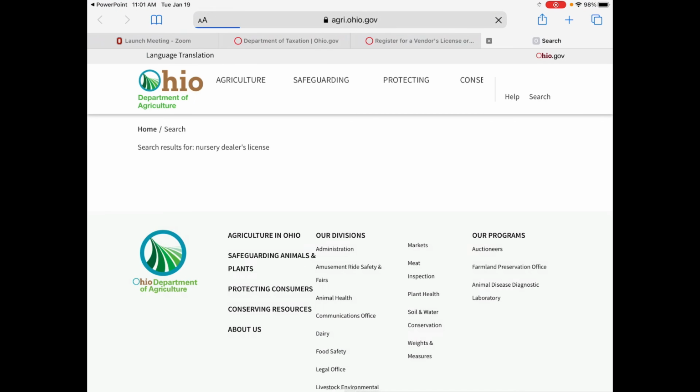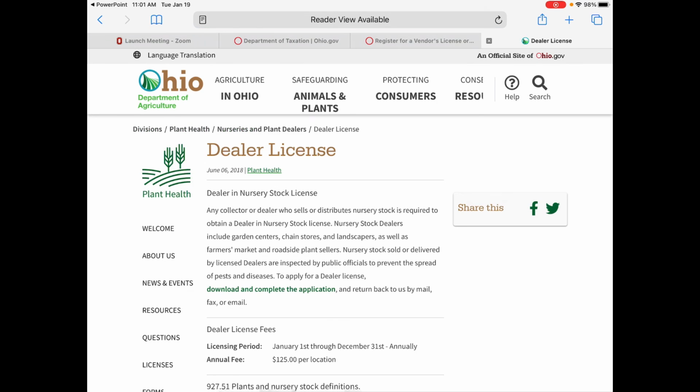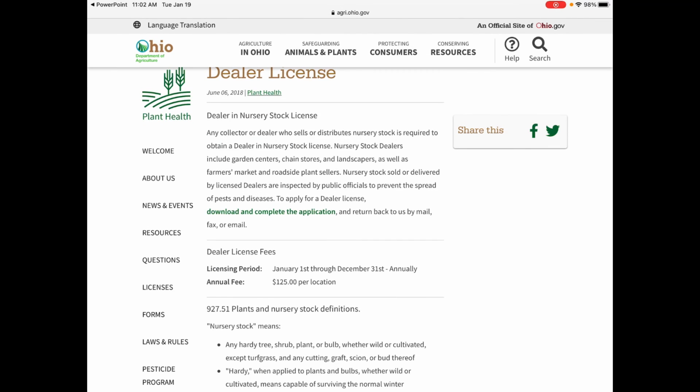You need a nursery dealer's license to sell plants, and so that's something that the state of Ohio has. If you were to move out of the state, you might find different states have different rules and regulations, but you definitely need a nursery dealer's license to sell plants in the state of Ohio. It's pretty much just an online form. You can see it costs about $125 per location, so if you were expanding and had 4 or 5 locations, you would need a nursery dealer's license for each one of those locations.